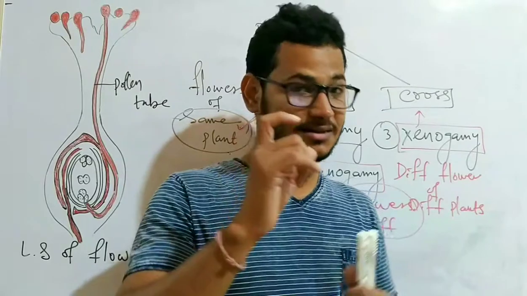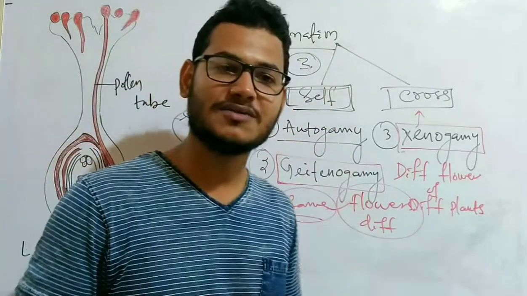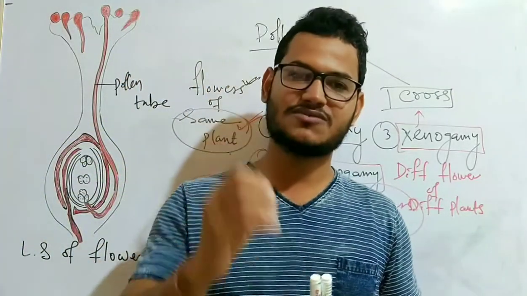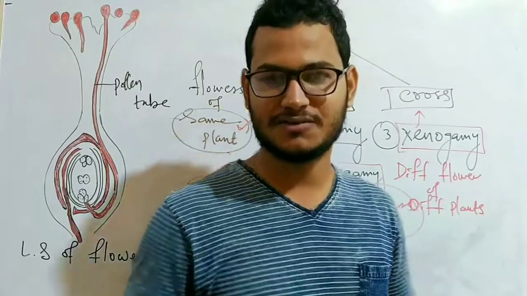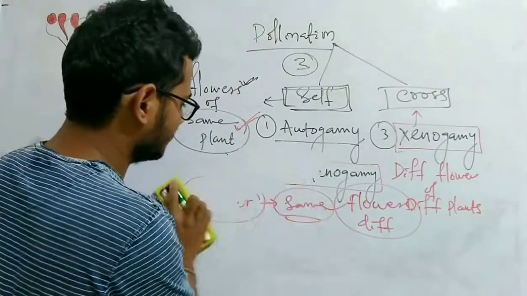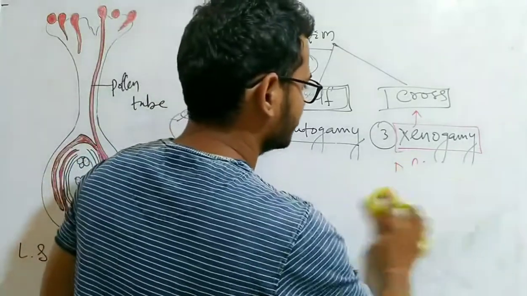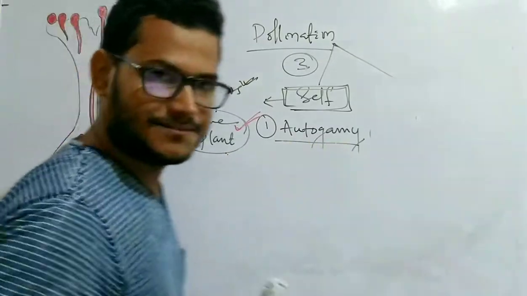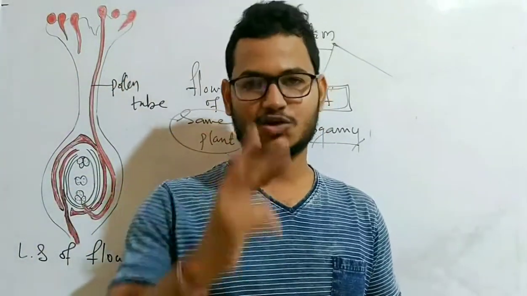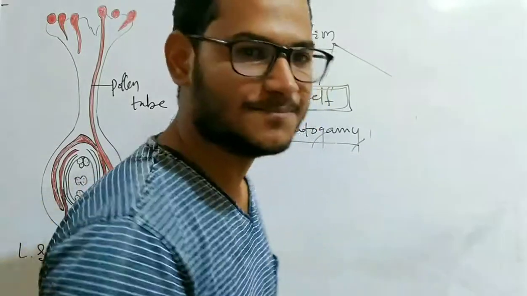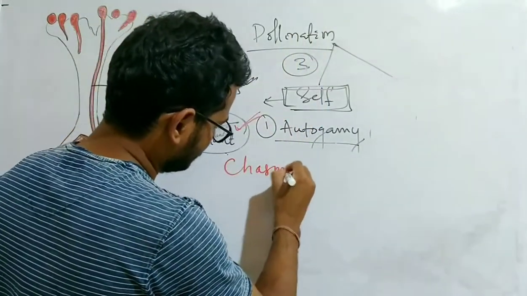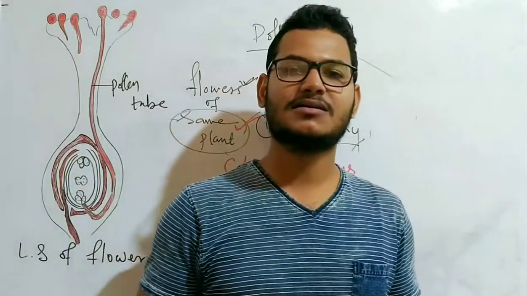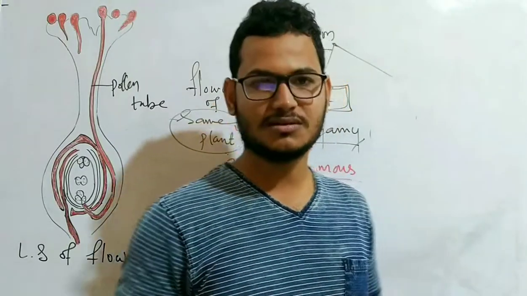Clear? So again, if we go into detail about the process of autogamy, there are two different types of flowers. One is the chasmogamous flower, another is the cleistogamous flower. So let's see in detail the first type of self-pollination, which is autogamy. Remember, in this case, there are two different types of flowers. The first one is the chasmogamous flower. In case of chasmogamous flower, the anther and stigma are exposed to the outside.